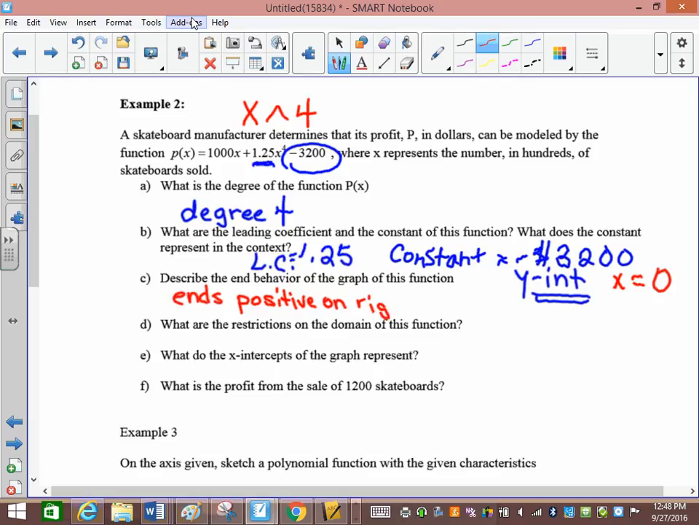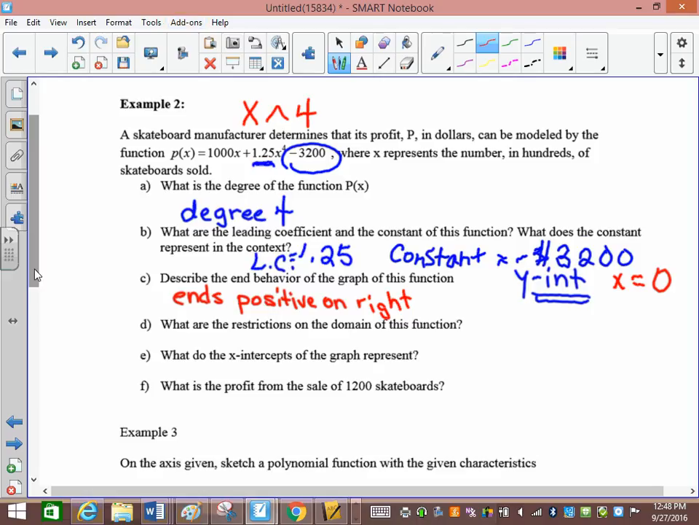And we knew it was going to do that anyway, because it's a positive leading coefficient. When I have a positive leading coefficient, I end positively on the right. When I have a negative leading coefficient, I end negatively on the right. It doesn't matter if it's 3, 1, 2, 3, 4 million. It's always going to end that way on the right. This makes sense because the more skateboards you sell, your profit should increase, right?